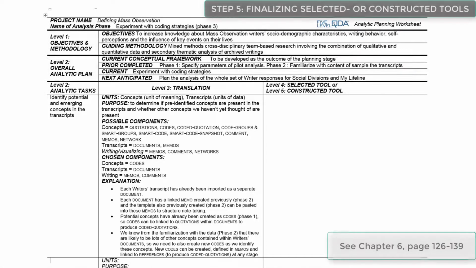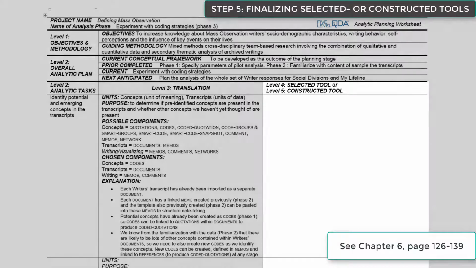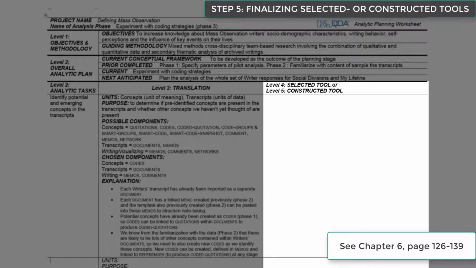The fifth and final step of translation is finalising selected or constructed tools that act on the chosen components, thereby fulfilling the task. And this is what the final right-hand column is for. Remember that the difference between selected and constructed tools is also just a learning heuristic, and the distinction between the two fades with growing experience in translation. In this example, we're constructing a tool because our task has two purposes and is better fulfilled by combining software operations into a larger constructed tool rather than artificially splitting the task into two separate tasks.